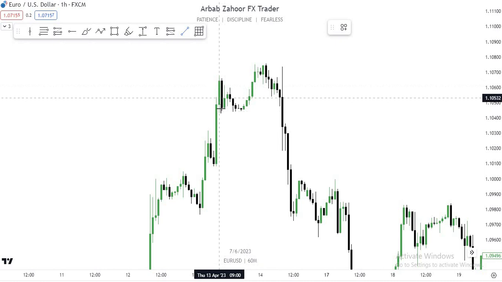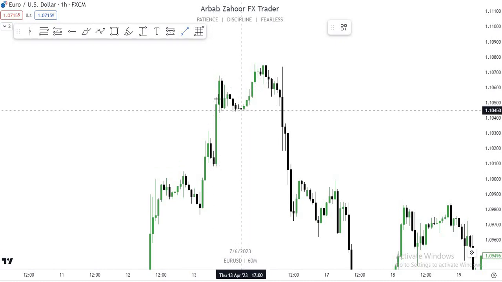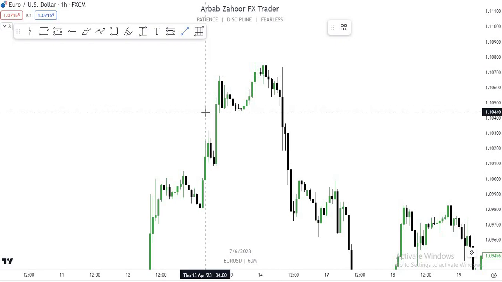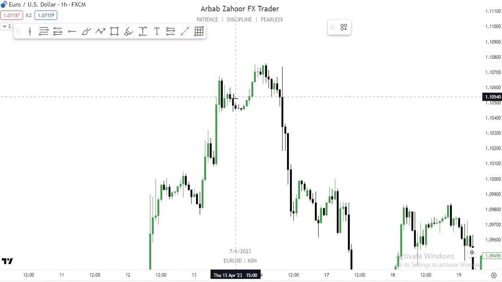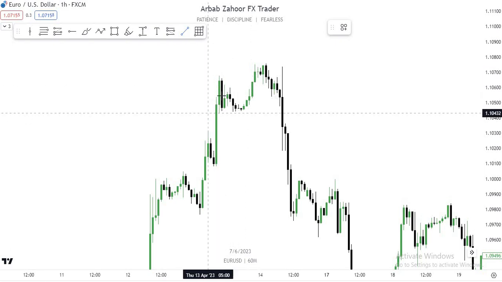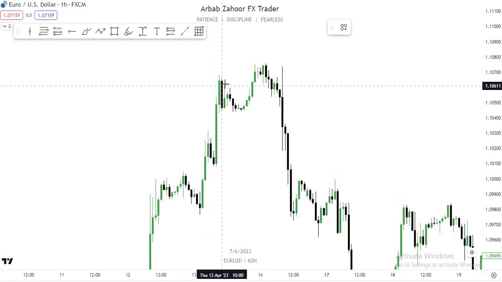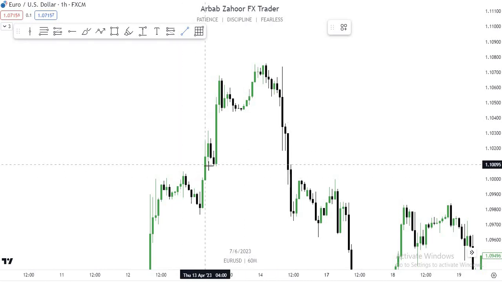Somebody may anticipate this is the pullback, but for me it's not, because the highest candle, highest wick and the lowest wick, none of these candles breaks the low of this candle. So for me this is not a valid pullback. Okay, for me a valid pullback is here.